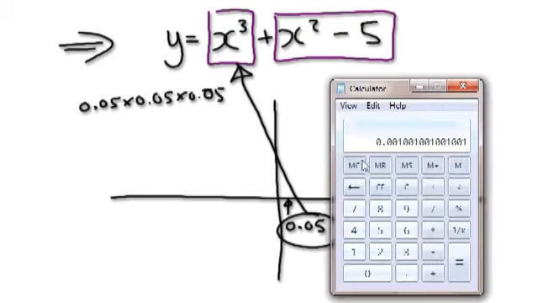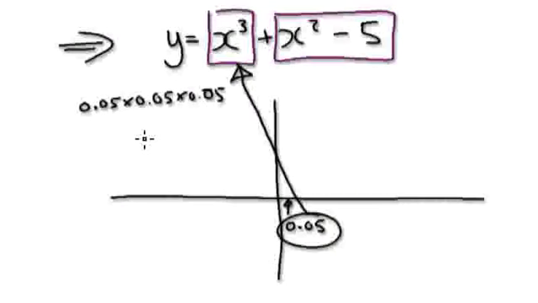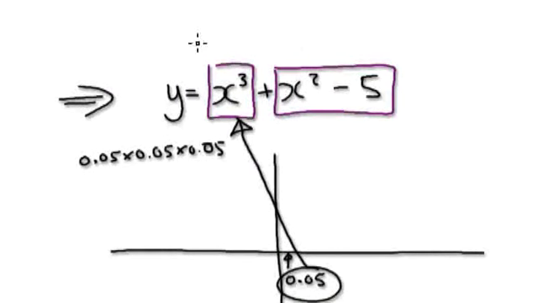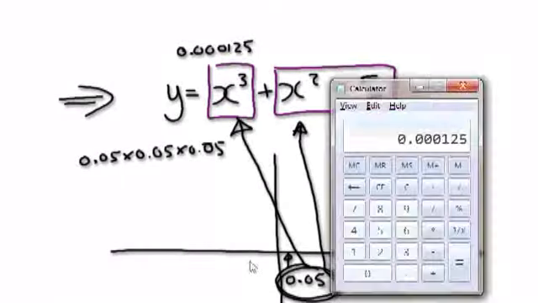Let me get my calculator out. So clear this. It's 0.05 times 0.05 times 0.05 equals. So this x to the power 3 will be 0.000125. Now put this into x squared. Hang on, let me just do it on a calculator.